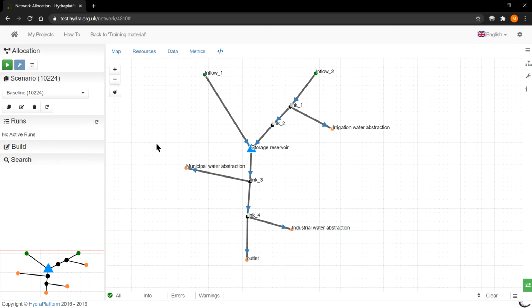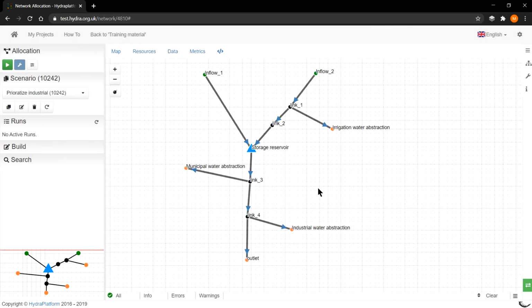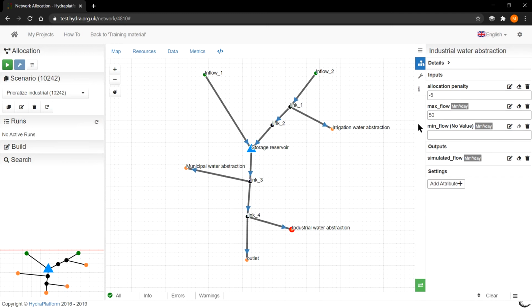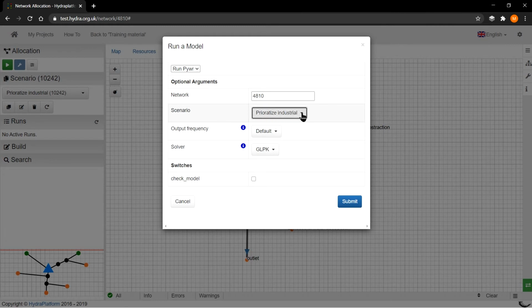Now let us change the allocation penalty of the industrial water abstraction node and see how that affects the simulation results. Create a new scenario by cloning the baseline scenario. You can give the new scenario any name. In the new scenario, change the allocation penalty of the industrial water abstraction node from -5 to -30. This means the industrial water abstraction node will have the highest water allocation priority in this scenario. Run the baseline scenario and the new scenario that we created.